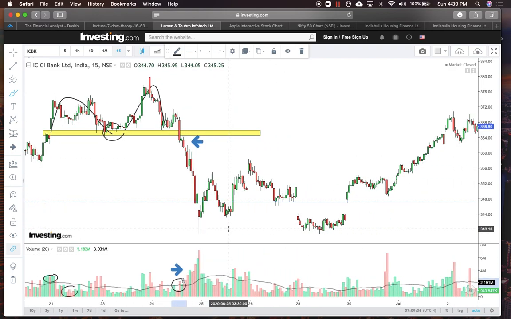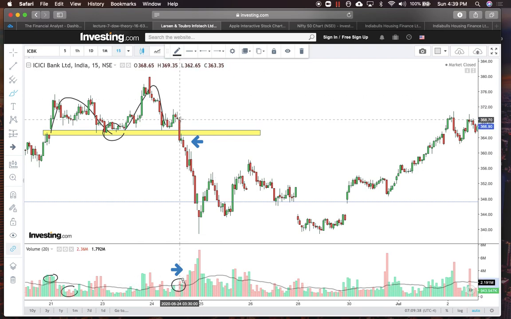But in this example, if you see the price when it fell below that 365 region, the volume was very high, much above the 20 MA. So this is a good breakdown, number one. Number two, there is a fall in price. Now try to correlate Dow theory. There is a fall in price. So for this fall in price to be sustainable, what has to happen?